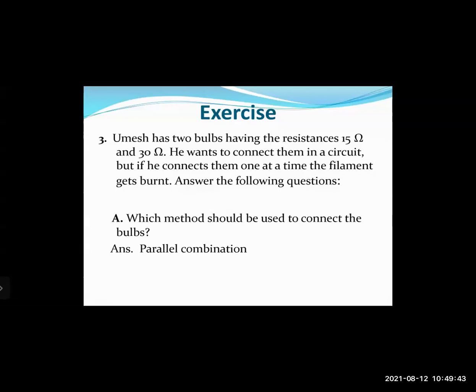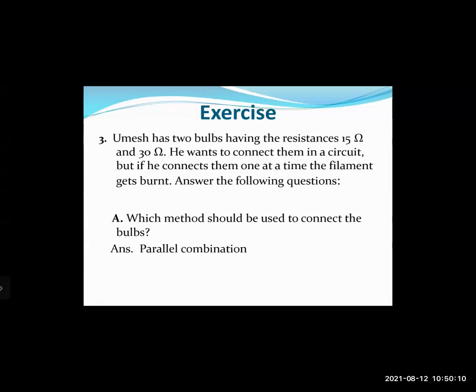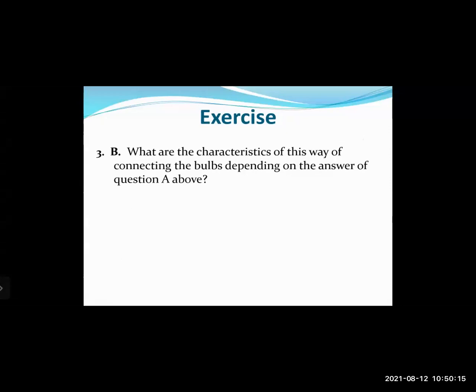If you put them in a series combination, what will happen? If one of them gets burnt, if one of them stops working, the other one will also stop working. So for us to make both of them or either of them work, you have to put them in a parallel combination. Then question number 3B. What are the characteristics of this way of connecting the bulbs depending on the answer of the question A above, right? So in question A, we had answered that they are connected in a parallel combination, right? So if they are connected in a parallel combination, what are the characteristics of this way? Let us see the answer.